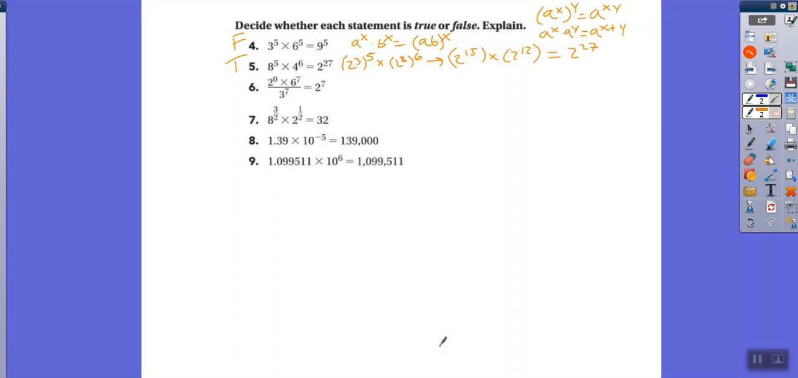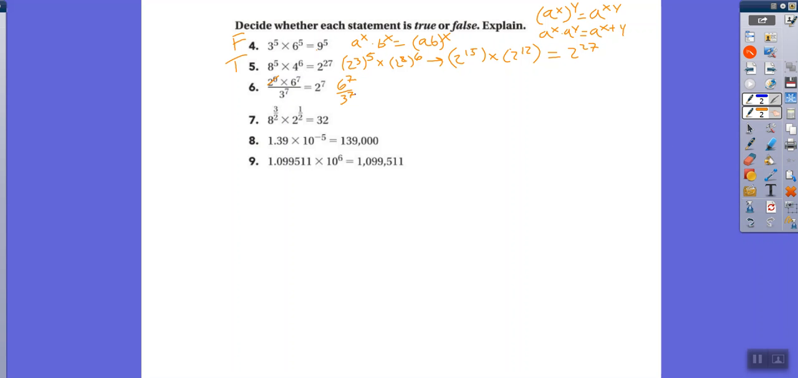So for problem number 6, we have 2 to the 0. Now anything to the 0 power is equal to 1. So I'm not going to worry about 2 to the 0 at all. 6 to the 7th, so we have 6 to the 7th over 3 to the 7th.